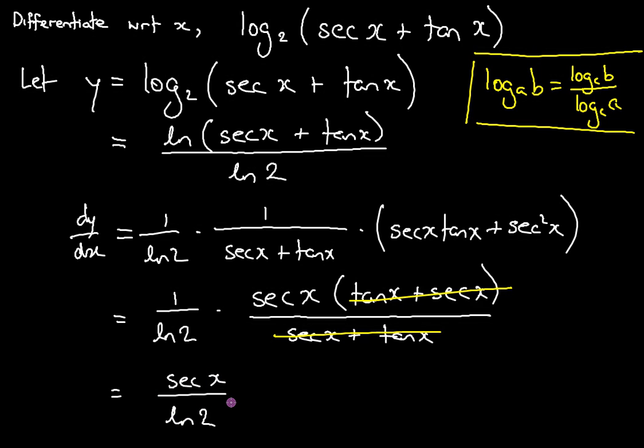Now, some people are a little bit fussy. They don't like a ln 2 in the denominator if they can avoid it, and that's fair enough. So again, we're just going to change this back, and we're going to change this to base 2 now. So I get log base 2 of my former base, e times secant of x. And we are finished.